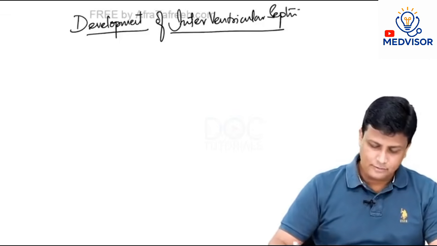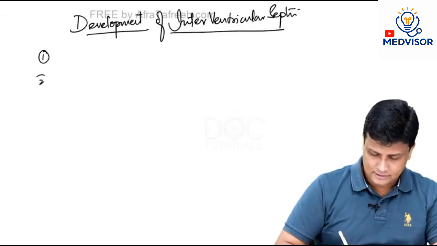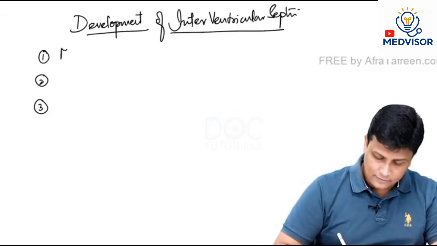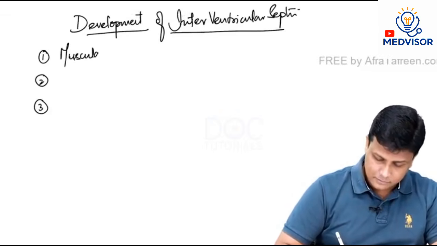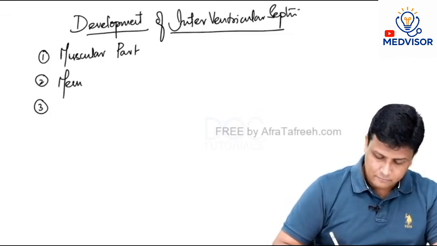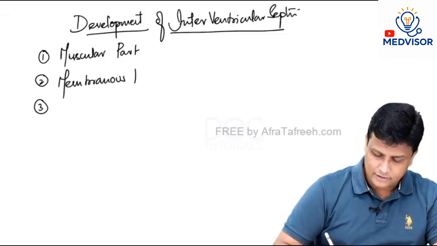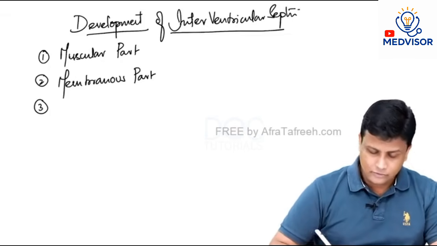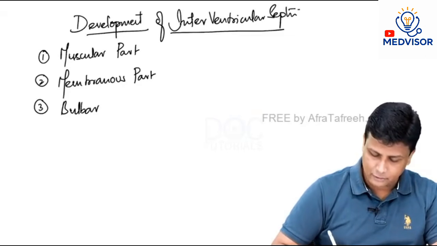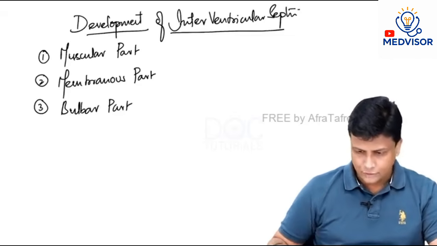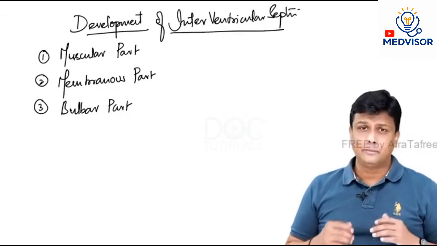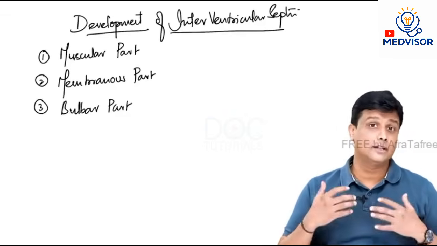Now, interventricular septum, you first remember it has 3 parts. Interventricular septum has 3 parts. Number 1, there will be the muscular part of the interventricular septum. Number 2, there will be the membranous part of the interventricular septum. And number 3, there will be the bulbar part, or you can refer to that as the bulbar septum. So first you learn these 3 words in your mind. There are 3 parts in the interventricular septum: number 1, muscular part; number 2, membranous part; and number 3, bulbar part.